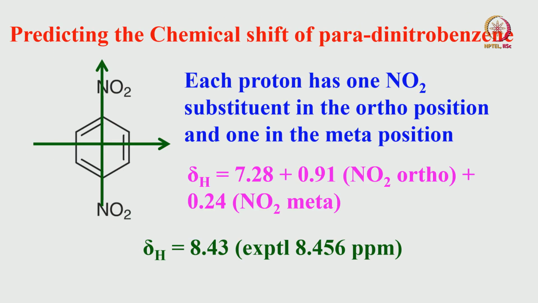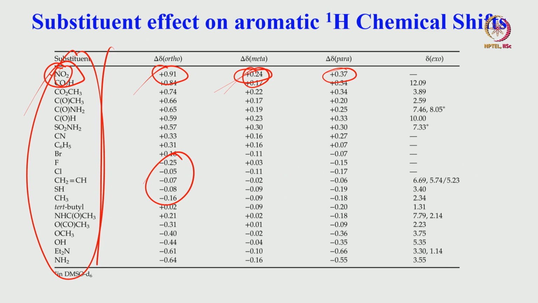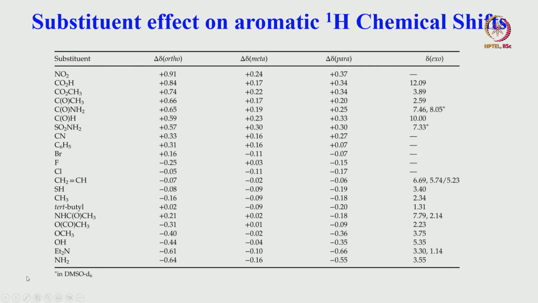Now I will take an example like this. It is para-dinitrobenzene. If I look at this one nitro group, I look at this proton. This proton has one substitution in the ortho position, NO2, and another NO2 is in the meta position. Go back to the table here. In this table you can find out the values. If it is in the ortho position, plus 0.91 you have to add to the base value. If it is in the meta position, 0.24 you have to add to the base value.